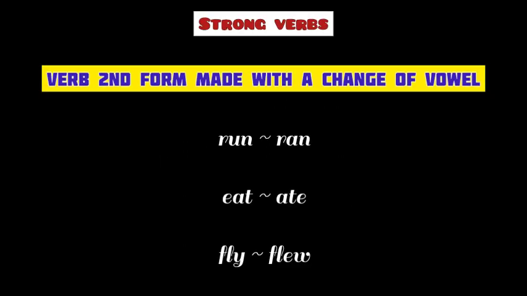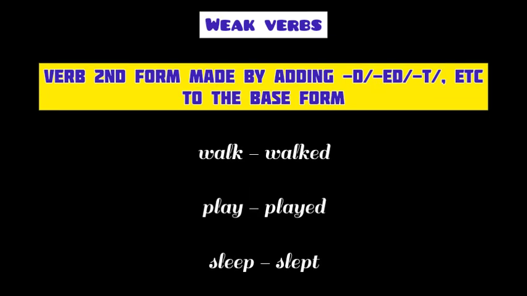Now about strong verbs and weak verbs in English grammar. If the second form of a verb is made with a change of stem vowel or root vowel in the verb, like run to ran, eat to ate, fly to flew, etc., these verbs are called strong verbs or irregular verbs. On the other hand, if the second form is made by adding d or ed or t to the base form of the verb, it is called a weak verb or regular verb. For example, walk to walked, sleep to slept, play to played, and so on.